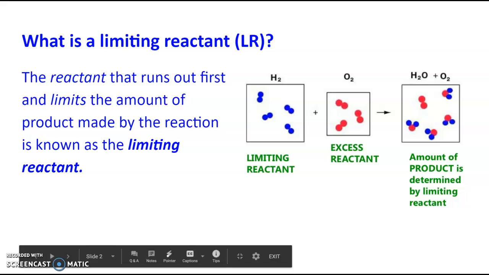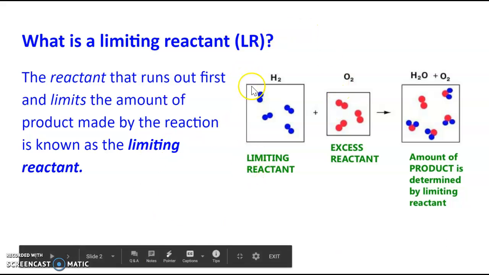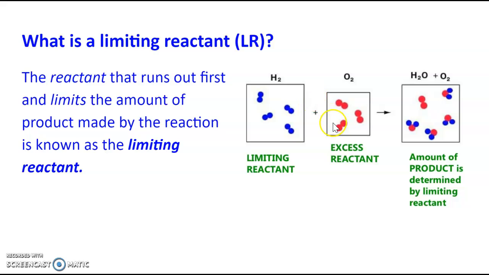So what is a limiting reactant? The limiting reactant is the reactant that runs out first and limits the amount of product made by the reaction. So in the example we have here, we have 4 molecules of hydrogen gas, we have 3 molecules of oxygen gas, and when we react them, we use all 4 hydrogen molecules, but we only use 2 of the 3 oxygen molecules. That means the hydrogen is the limiting reactant because we ran out of hydrogen first.